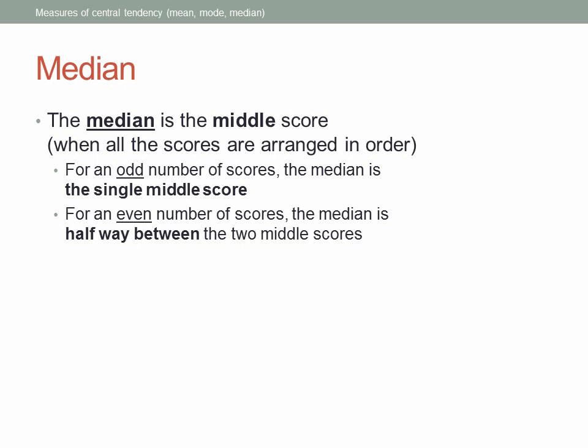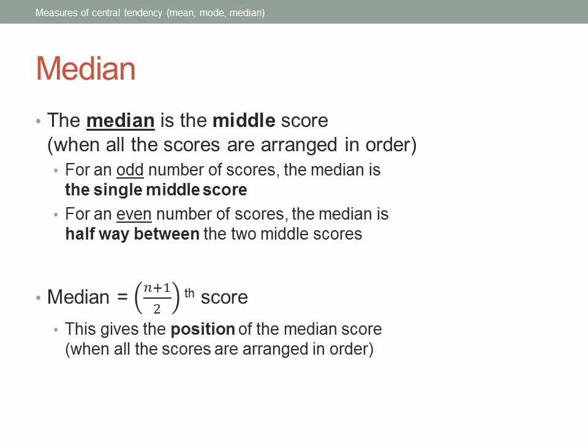I'll show you some examples in a moment, but I do also want to show you the formula for the median. The median is the n plus 1 over 2th score. I'll say that again. It's the n plus 1 over 2th score. This formula gives you the position of the median, not the median itself. It tells you where to find the median. Again, once you've sorted the numbers into increasing order.